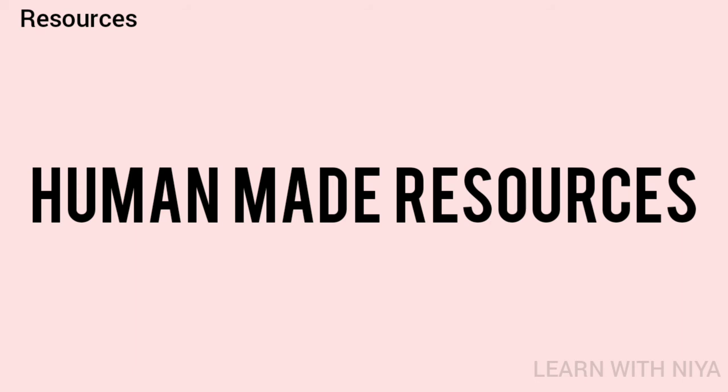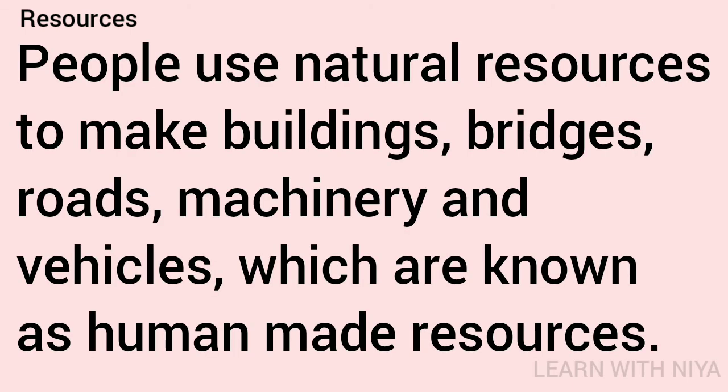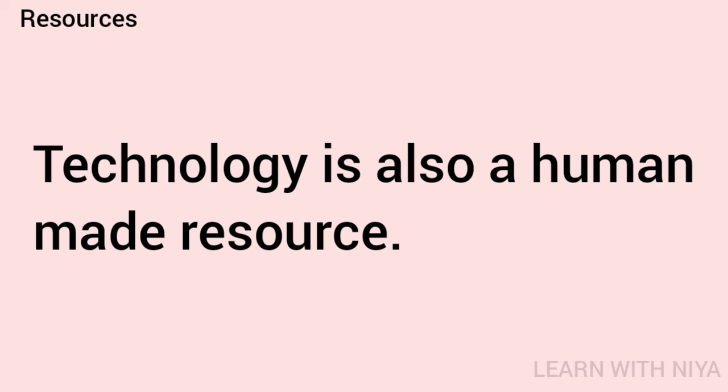Human-made resources. Sometimes natural substances become resources only when their original form has been changed. Iron ore was not a resource until people learned to extract iron from it. People use natural resources to make buildings, bridges, roads, machinery, and vehicles, which are known as human-made resources. Technology is also a human-made resource. So, people like us use natural resources to make human-made resources.